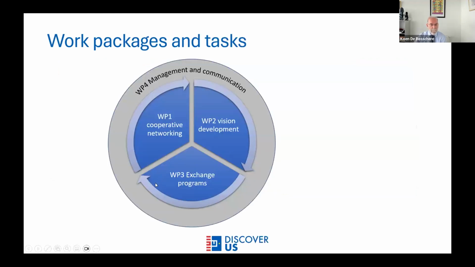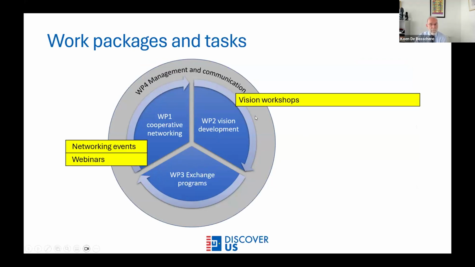So this is the project in 1 picture. So you have WP1, cooperative networking. So we will have in-person networking events, 2 or 3 per year. And then we will also have online or virtual webinars. These are the virtual events that we organize once a month.